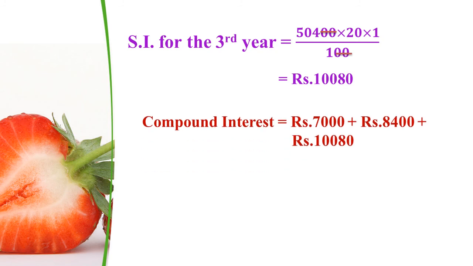Let's find compound interest. Compound interest equal simple interest for the first year plus simple interest for the second year plus simple interest for the third year. So rupees 7,000 plus rupees 8,400 plus rupees 10,080. So compound interest is rupees 25,480.